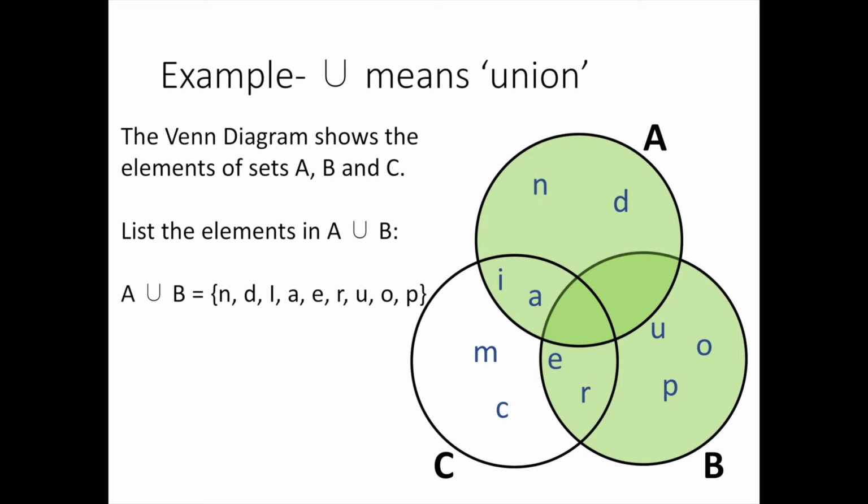So the main thing to remember is that when you have the union symbol, you take both sets and put all of the elements together combined.